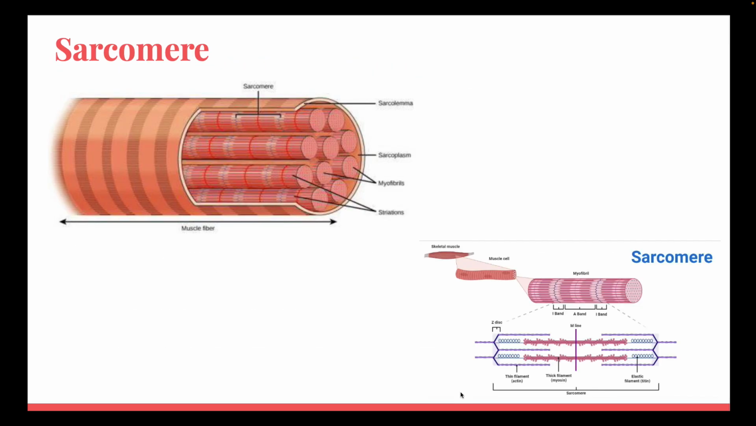So let's look at this particular structure. This is a sarcomere. Let's look at this fiber, the muscle fiber.